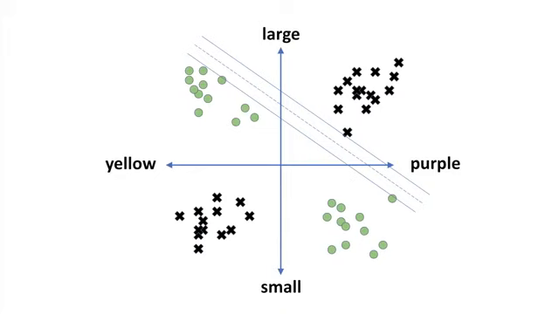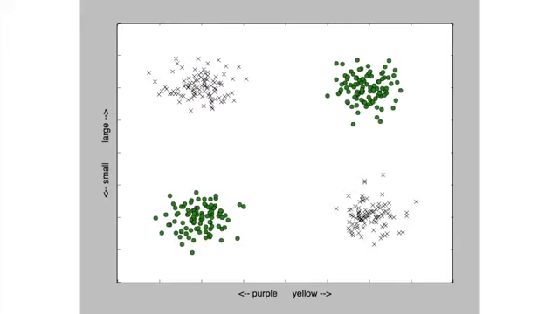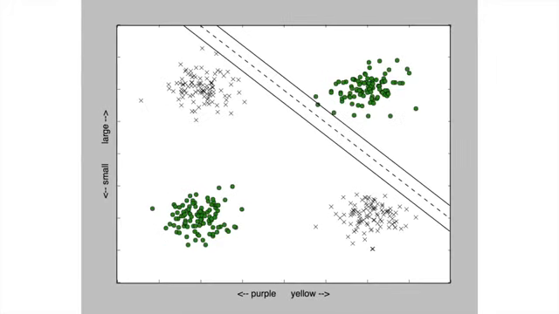To help us visualize this, I went and took it into Python and made a different visualization of it. But it's the same thing, green circles and black X's. We'd like to try to separate them. And in this case, we can't with a line. Now, support vector machines have an answer to this.